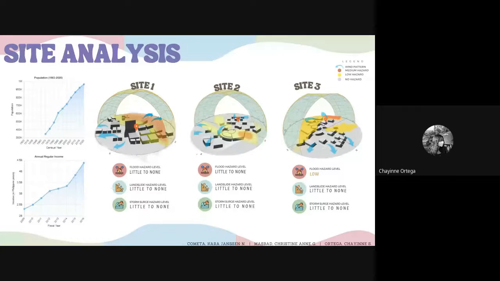In Project NOAH, the flood hazard level of Site 1 and 2 is little to none, while Site 3 has low hazard. As you can see in the diagram, a portion of the site has a low hazard, the yellow part there. And for the landslide hazard level and storm surge hazard level, all of the sites are little to none.